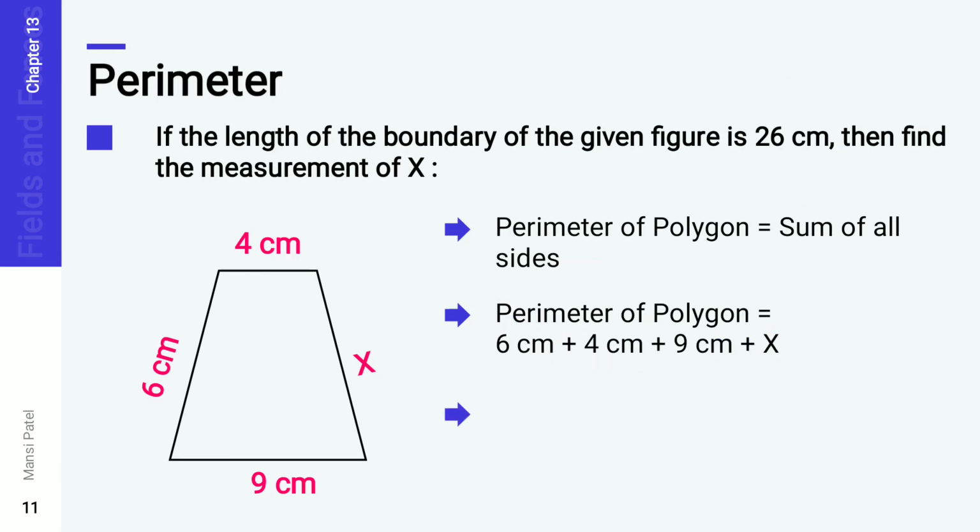So we can say that 26 centimeter is equal to 6 plus 4, 10, and 10 plus 9, 19. So we can say that 26 centimeter is equal to 19 centimeter plus x. Now the first method is to do the subtraction of these both numbers. 26 minus 19 is equal to 7 centimeter.